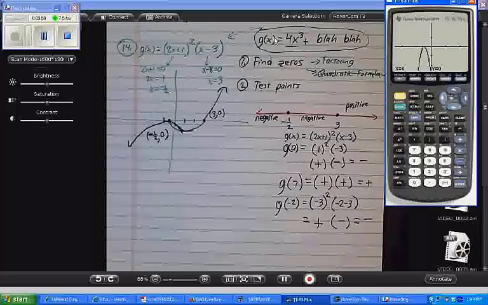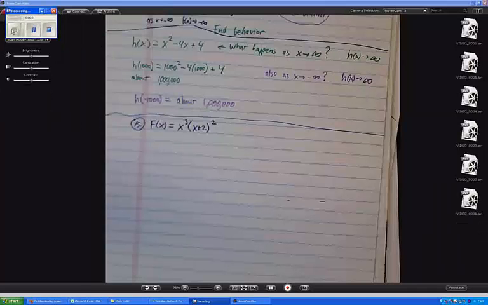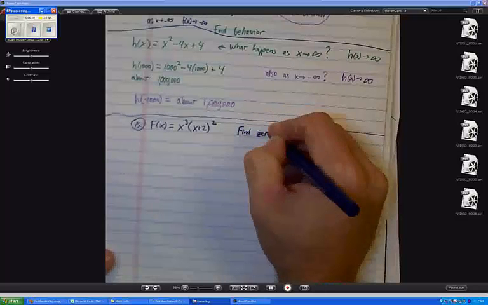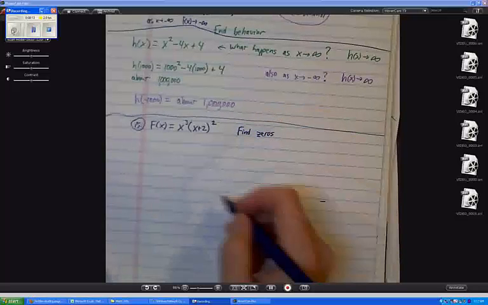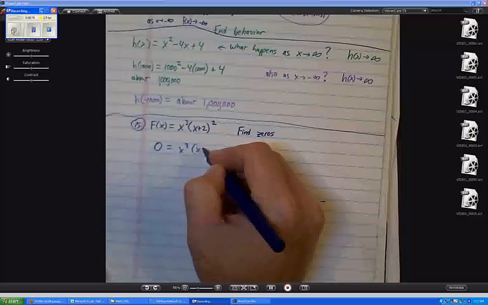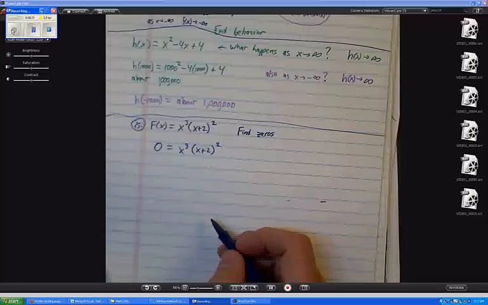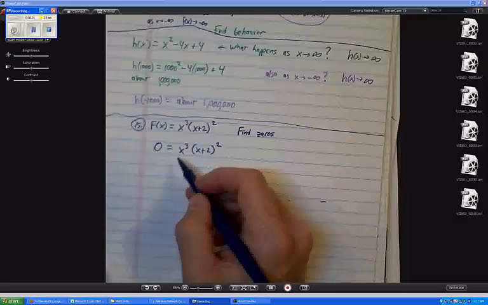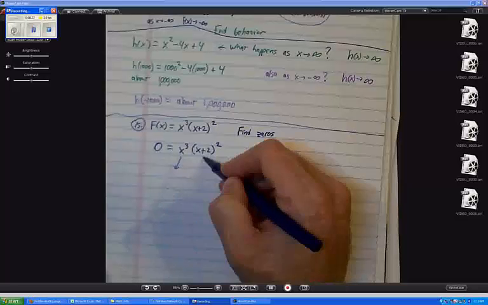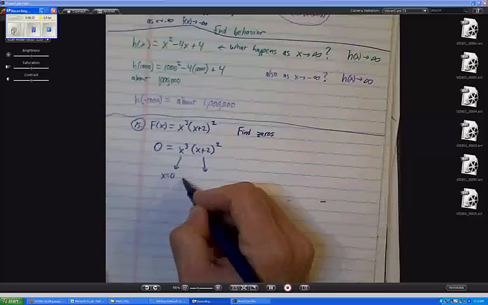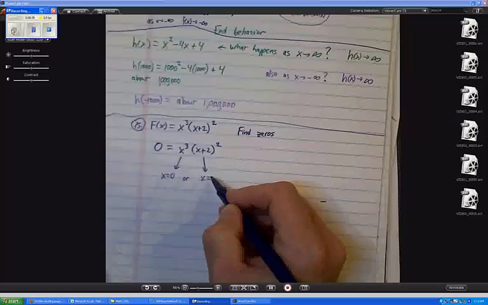Nice work today. All right, guys, we want to find zeros. So let's see. When it says I should find zeros, well, okay, I set the output equal to 0. And I'm very lucky because this one's already factored. I told you guys that's not usually the case. But since this is factored, what are the zeros we're going to get? X equals 0 or x equals -2. Okay? So there's the zeros.